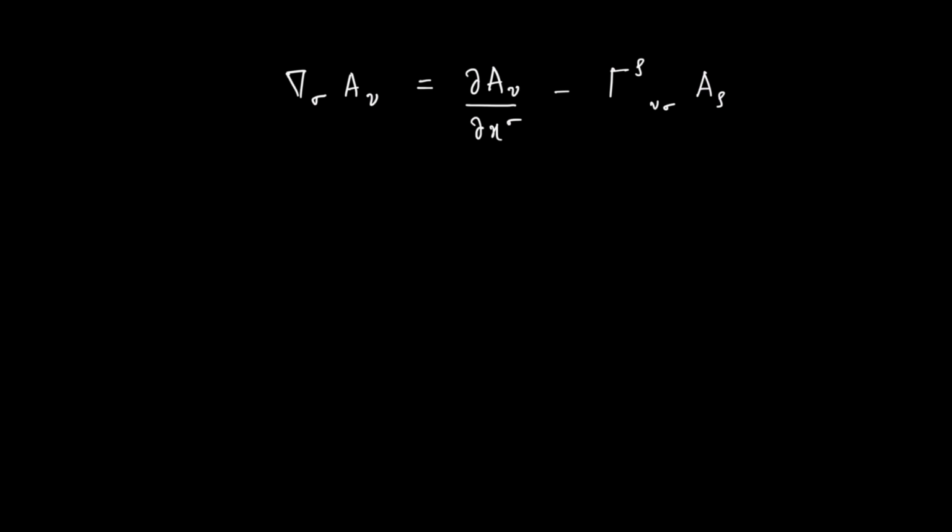Now, to perform the second derivative, I have to once again apply the covariant differentiation to the above expression. This is known as successive covariant differentiation.